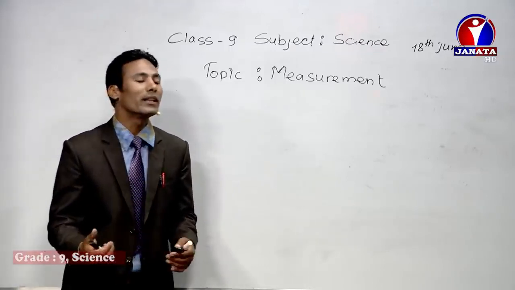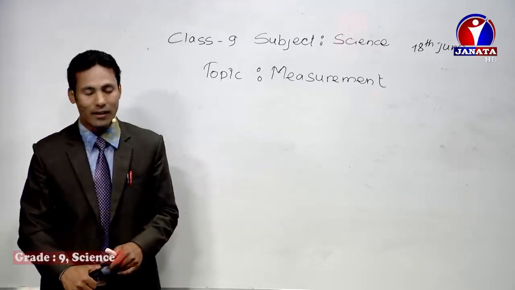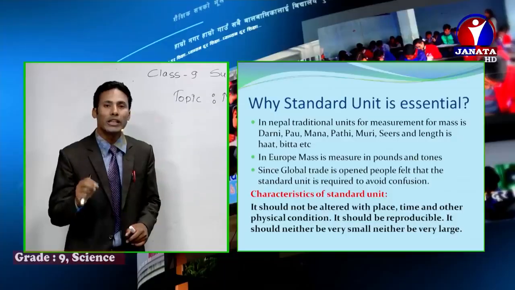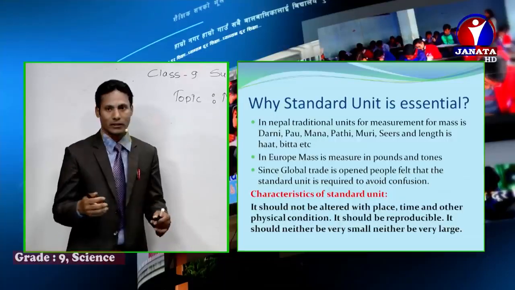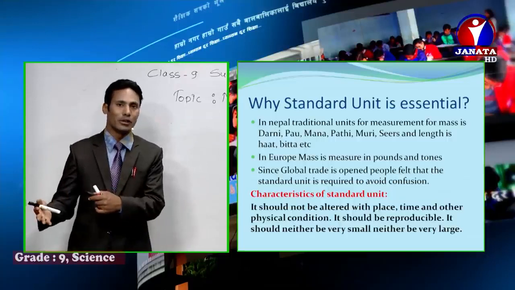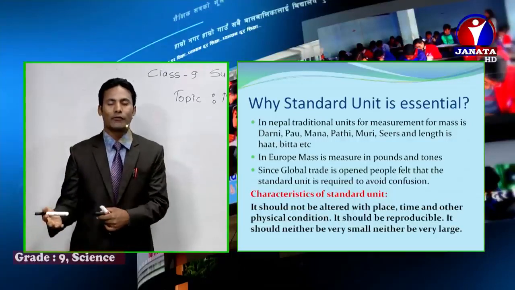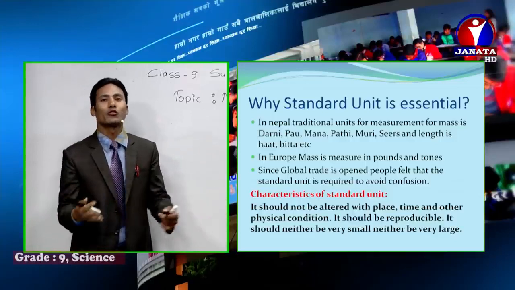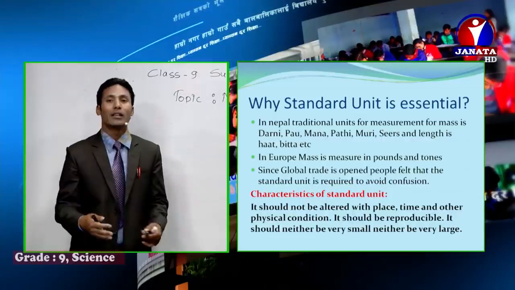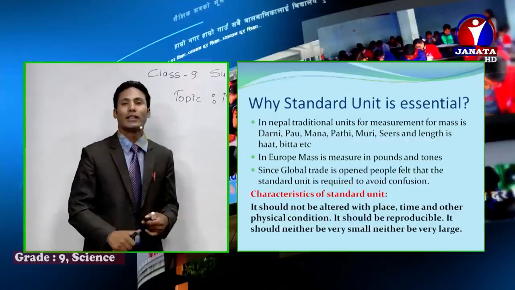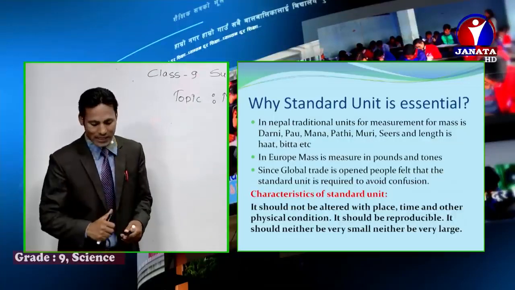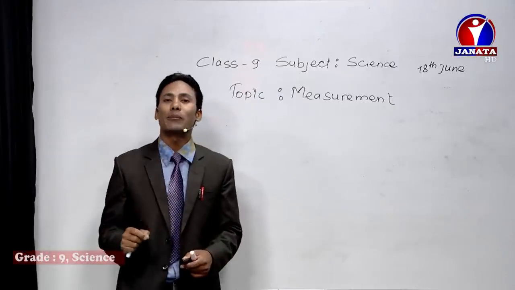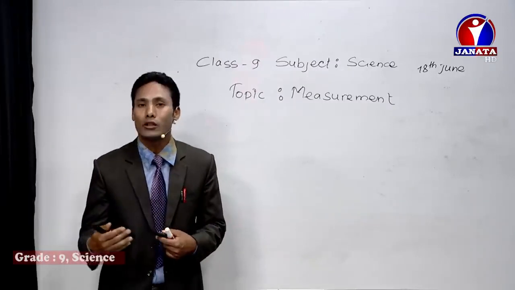And the characteristic of these standard units is that they should not change with place. What I mean is, if we use that unit in Kathmandu, that is one unit, and if we use it in the Tarai region, then it should not be another unit. That means it should not change from place to place. That is the characteristic of a standard unit. Similarly, it should not be affected by other physical quantities also.